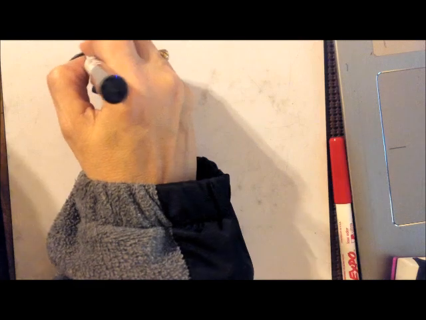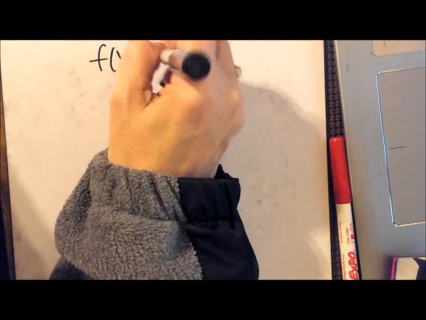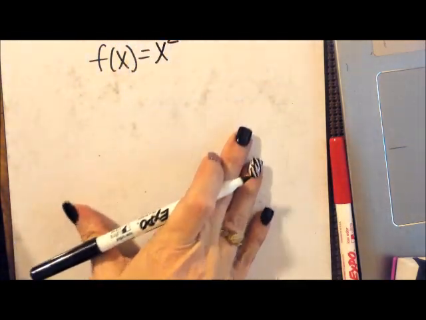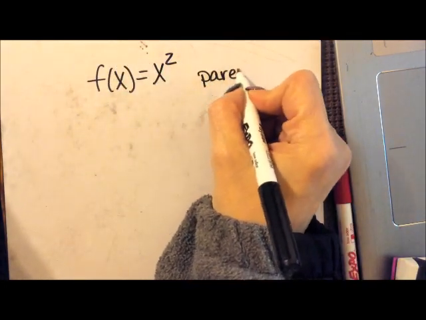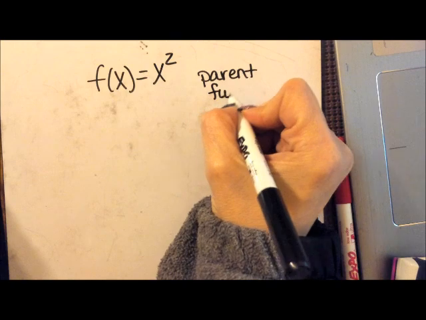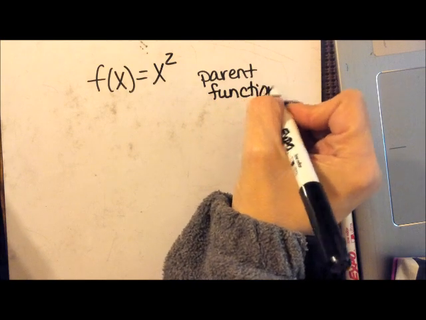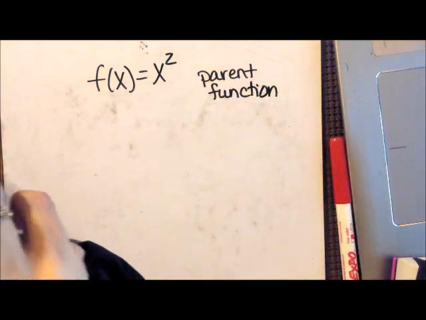Yeah, we've already done one like that. Okay, let's talk about transformations. Let's start with this function here. What do we call this function? This function is called the parent function. We do transformations on this function all the time.